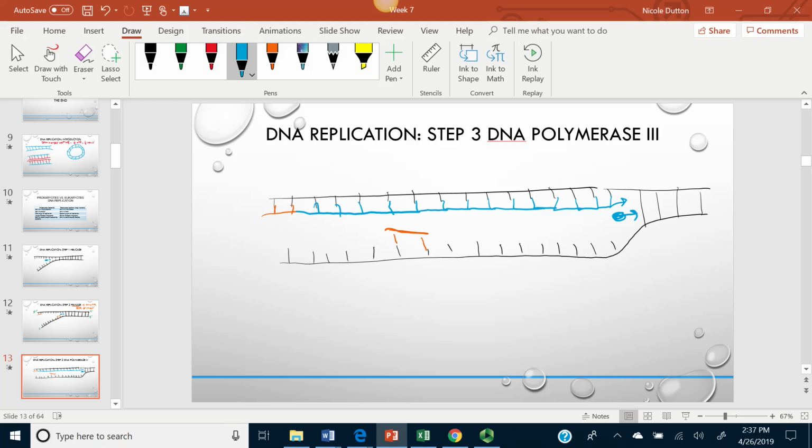This top strand thus is called the leading strand, because the leading strand is synthesized in the same direction that helicase travels. But with the bottom strand we have a problem. Because DNA is anti-parallel, these strands are going to be synthesized in opposite directions. So this strand is actually going to be made in this direction.